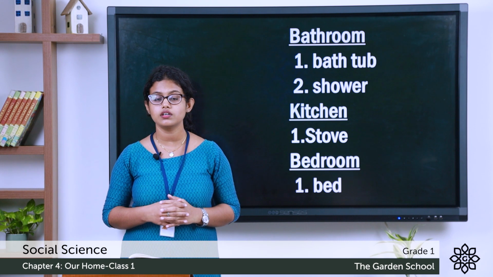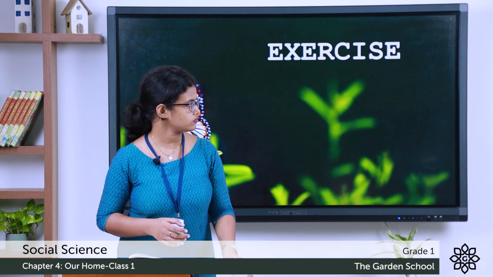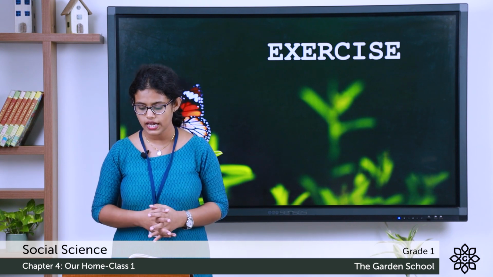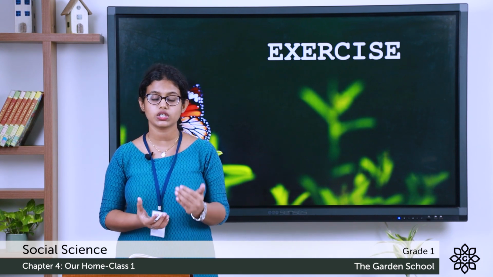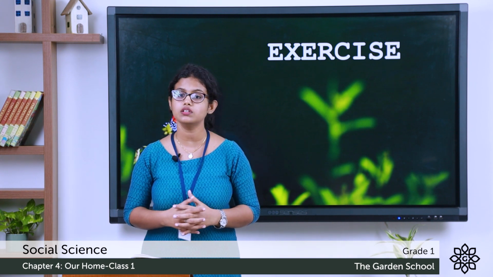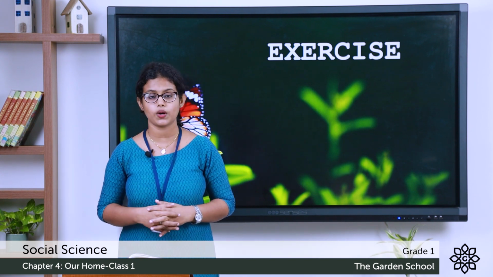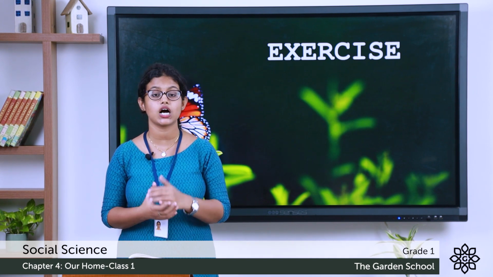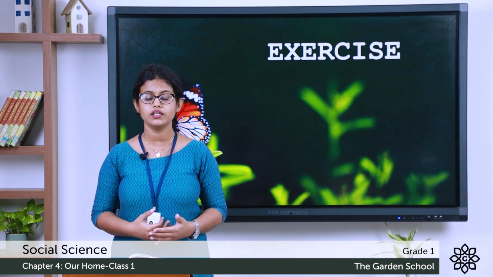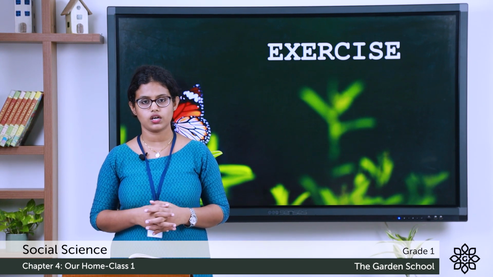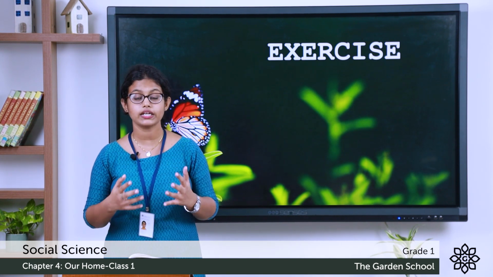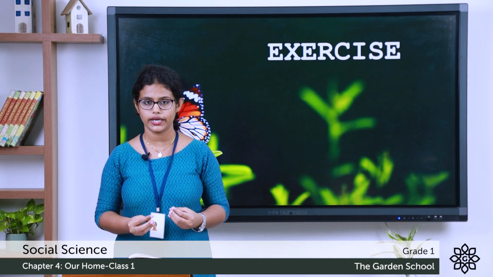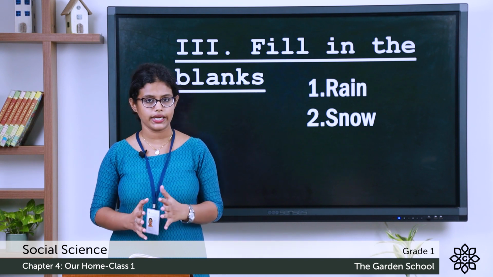Now moving on to the third exercise. In the third exercise, you can see two pictures. And you have to fill in the blanks. You have to complete the sentence based on the picture. So see the first one. Our house protects us from. We learned that our house protects us from the rain, cold, heat, etc. And you can see the picture where it is raining. So our house protects us from rain. So the answer is rain.